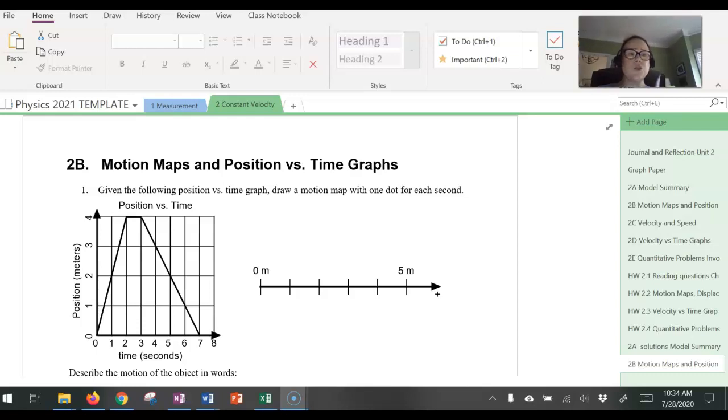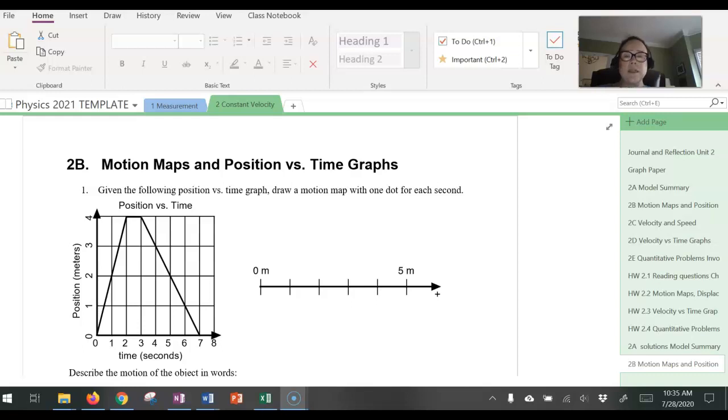This webcast looks at Worksheet 2B, where we're talking about motion maps and position versus time graphs. So in number 1, we are given a position versus time graph. And from looking at this graph, I can see that this object begins at position 0, and then it first moves in the positive direction. It pauses for a second, and then it moves back in the negative direction.